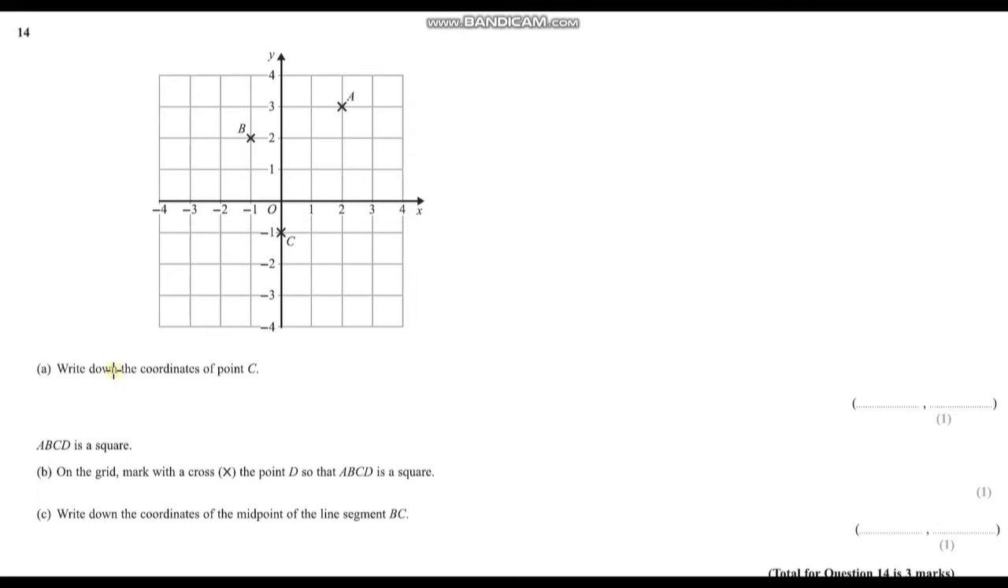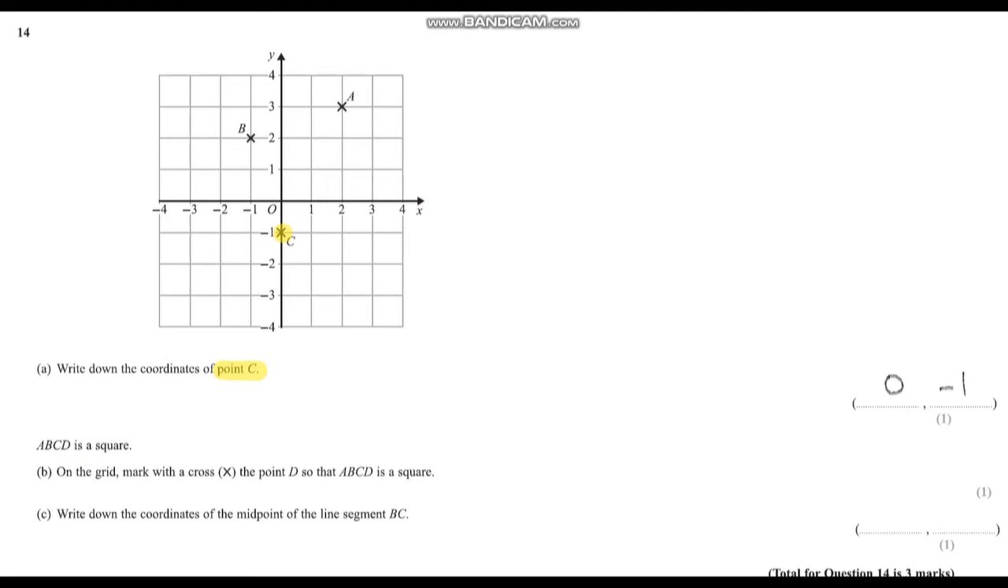Question 14. Write down the coordinates of point C. So this is point C here. So what are the coordinates of that point? Well, remember, whenever we are dealing with coordinates, we always go along the corridor and up the stairs. That's how I like to remember it. So we are not going along the corridor at all. So our x coordinate is 0, and we're going down the stairs 1 unit. So it will be 0, -1.